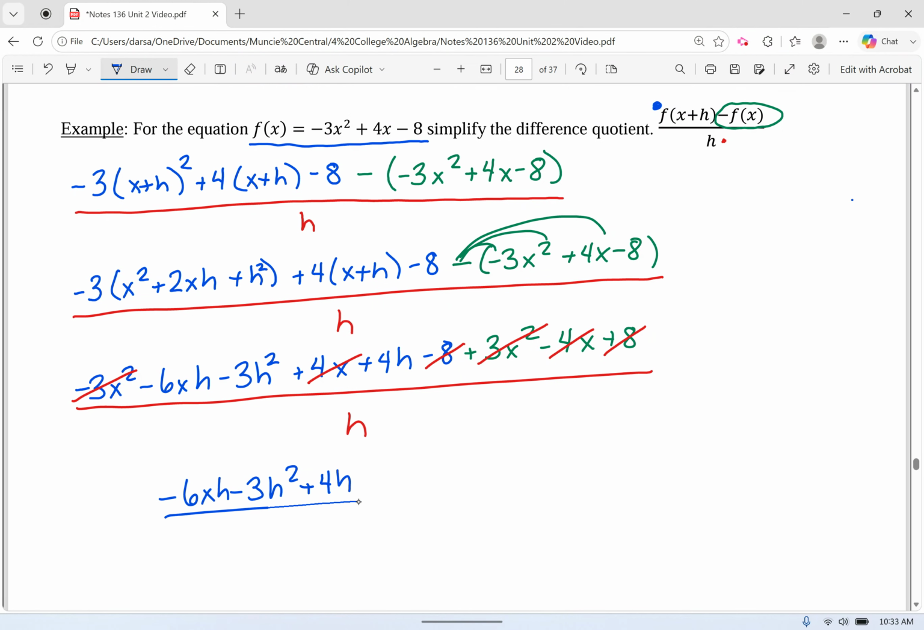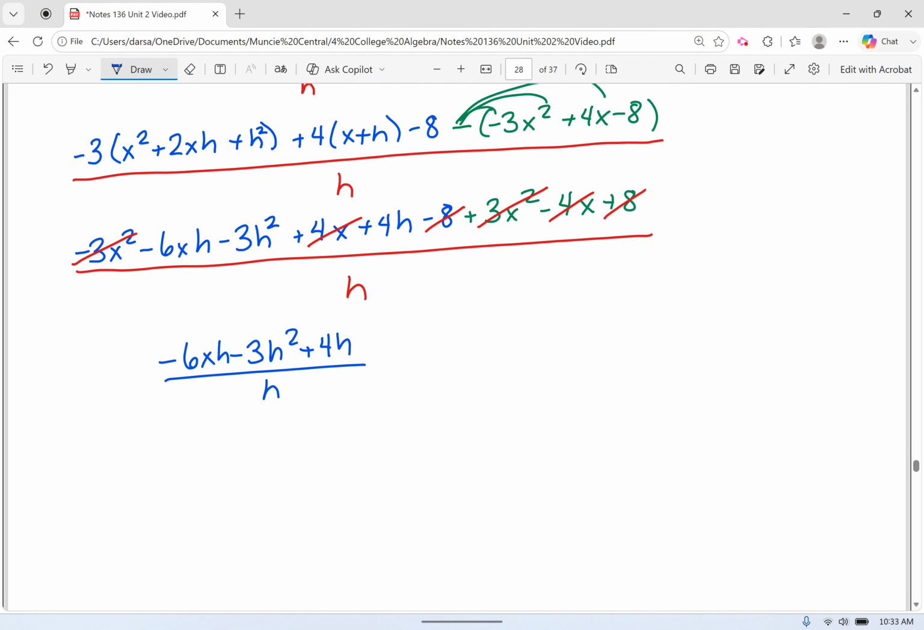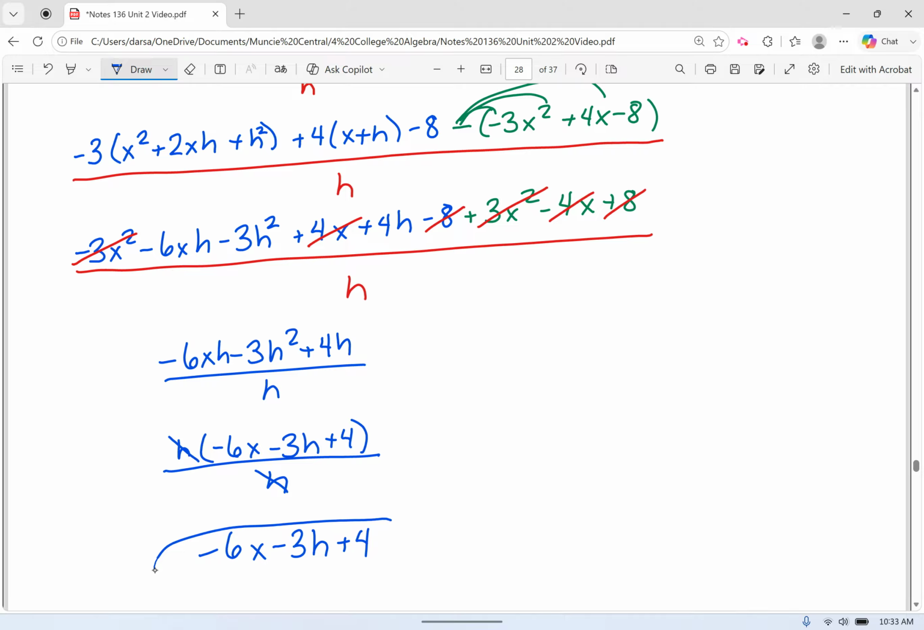Now, we can't cancel out any of these h's yet because there's a whole bunch of addition happening in the numerator. So first we have to factor an h out. And now we have h times this, and remember, fractions are hidden divisions. So now we can finally cancel out that last h, and we get what is the simplified difference quotient, negative 6x minus 3h plus 4.